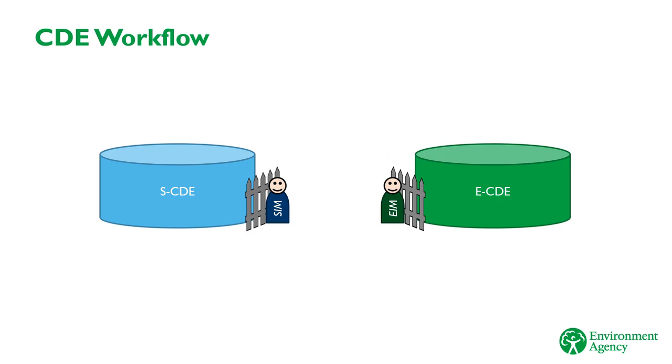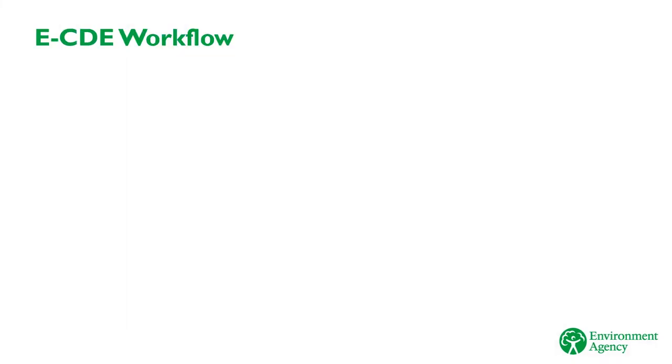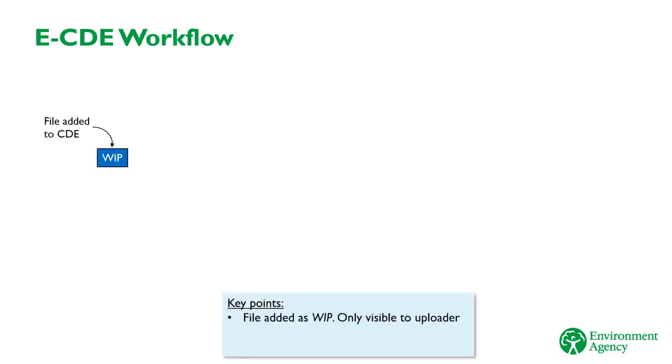Let's look at this in detail. The E-CDE follows a defined workflow for sharing or publishing files. To begin with, the file is added to the CDE with a BS1192 file name.